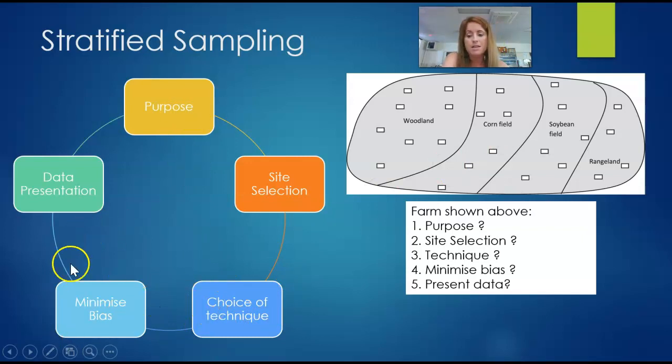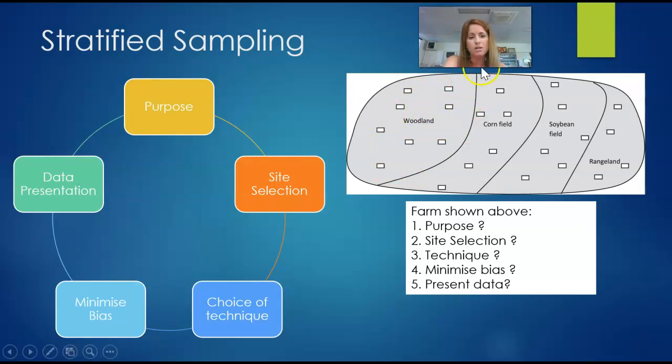And then, what are you doing to minimize bias? In this case, what we've done to minimize bias is actually use stratified sampling. By using stratified sampling, noticing that a bigger portion of the area is woodland, so more of my samples need to come from the woodland area, is minimizing bias. However, if you were to estimate this incorrectly, you could then increase the bias.